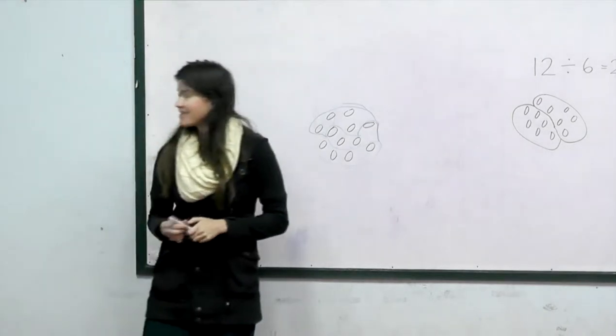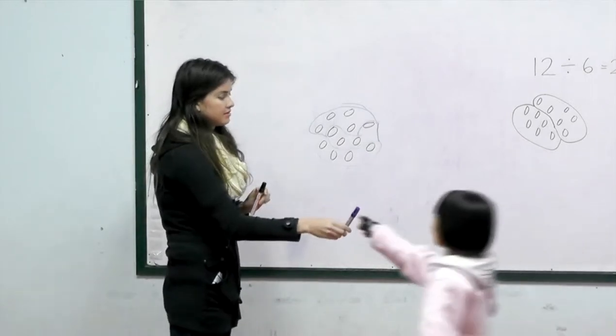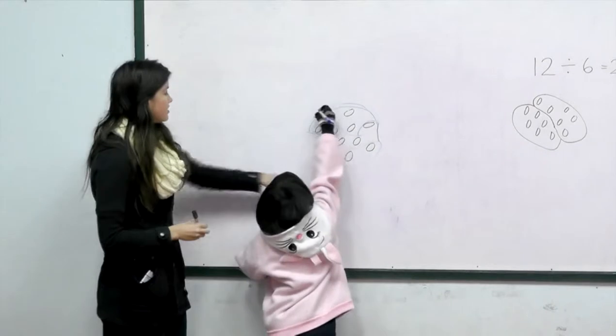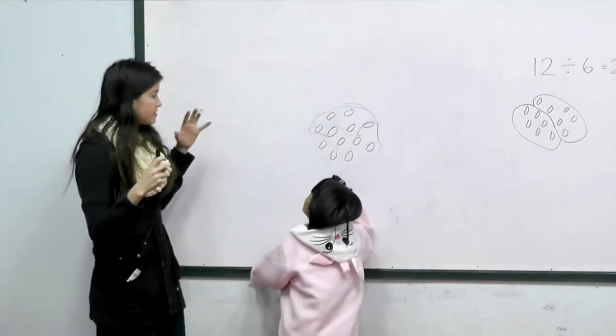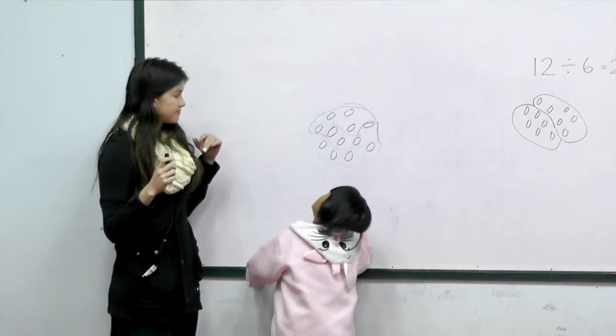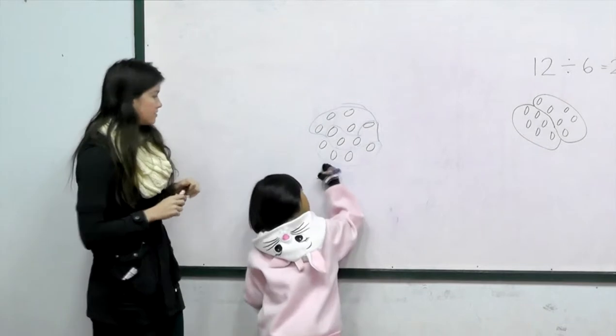Can you write this for us as an equation? Here we go. You can do it down here. That's cool. So how many beans altogether? How many do we start with? Altogether, 12.